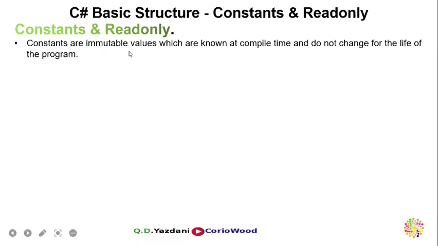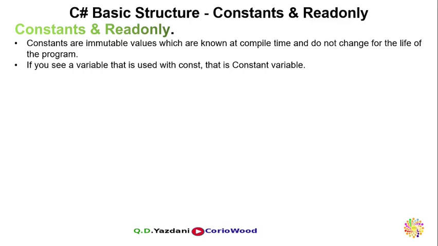Immutable is the opposite of mutable. Constant values are known at compile time and do not change for the life of the program. As long as your program runs and keeps executing, the constant value is not going to be changed. It's immutable. If you see a variable that is used with const, that is a constant variable. For example, if you see public string with const, it means it's a constant variable. Simple as that. Very easy to understand. Constant variables cannot be modified or edited once declared.